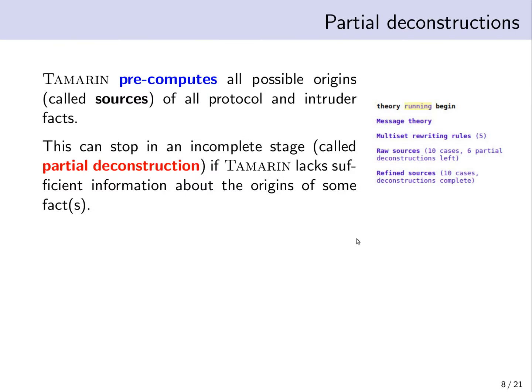Now, what are partial deconstructions and why are they a problem? Tamarin internally pre-computes all possible origins, which are called sources, of all protocol and intruder facts. And this can stop in an incomplete stage, which is called a partial deconstruction, if Tamarin lacks sufficient information about the origins of some facts. Here on the right-hand side you can see a screenshot from the interactive mode where you can see the raw sources, where we have a certain number of partial deconstructions, and then the refined sources where all deconstructions are complete.